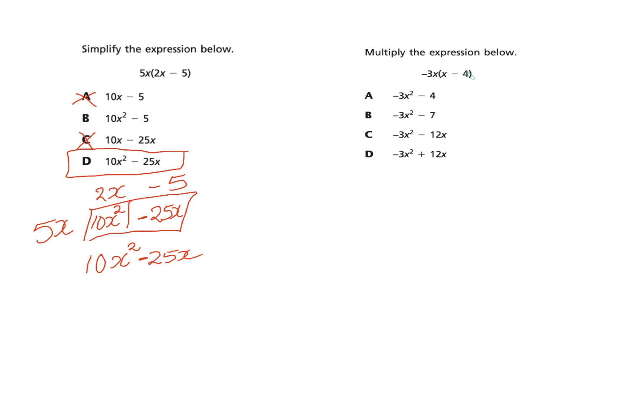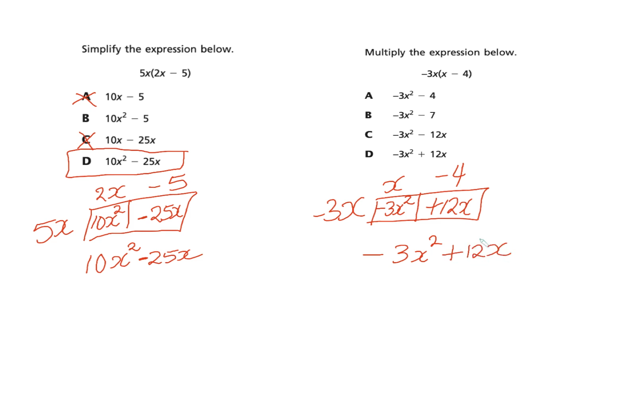Over here, I have negative 3x and it's going to multiply x minus 4. So again, I draw my box, which I would have to divide by 2. So here's x, this is negative 4, and over here is my monomial, which is my negative 3x. Negative 3x times x, I get negative 3x squared. I go to my answers and everyone is a negative 3x squared. Okay? Negative 3x times negative 4 is going to be a positive 12x. So my answer is negative 3x squared plus 12x. And we go into our answers and it is D.